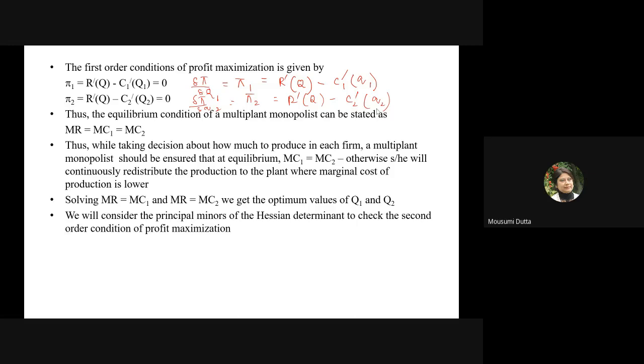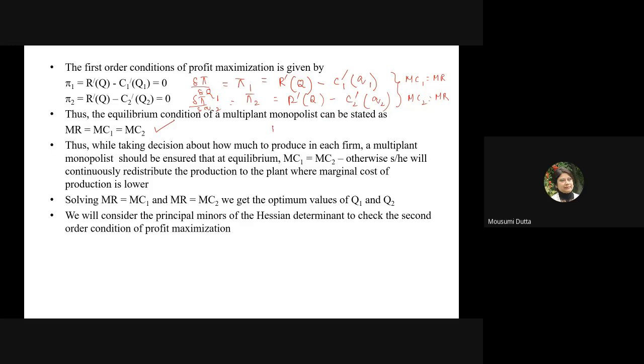Now, if you look at these two equations, MC1 is equal to MR. MC2 is equal to MR. So the equilibrium condition can be written as MR is equal to MC1 is equal to MC2.